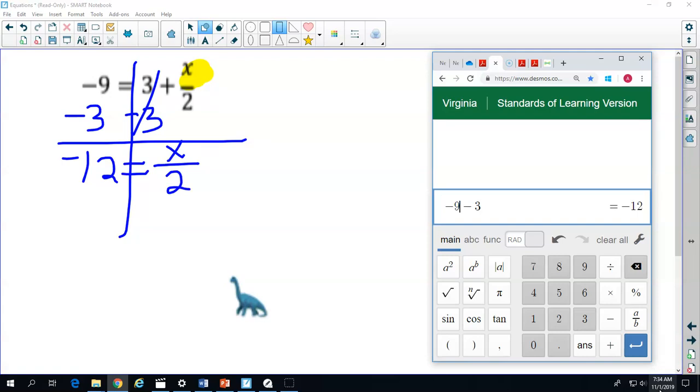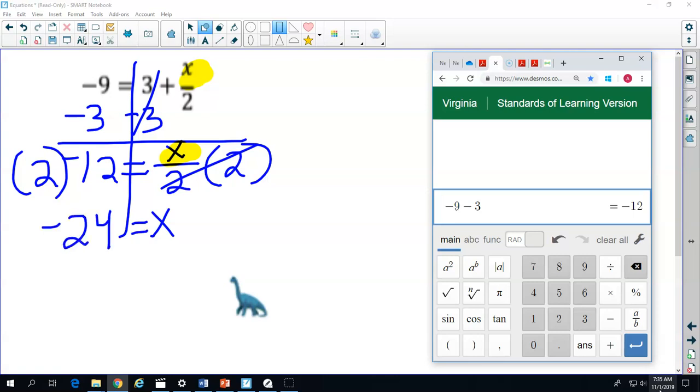And our variable is still on the right. We're figuring out what to do by looking at the right side of the equation where the variable is. And I'm going to undo dividing by 2 by multiplying by 2. And whatever I do to one side, I need to do to the other. So this is going to cancel out, and x is going to be equal to negative 24.